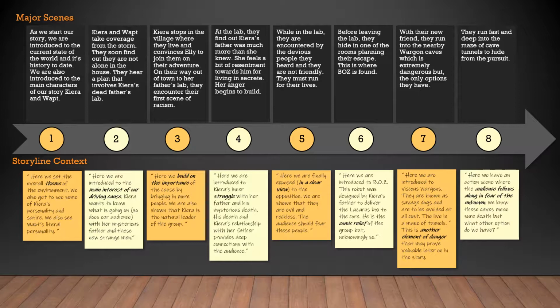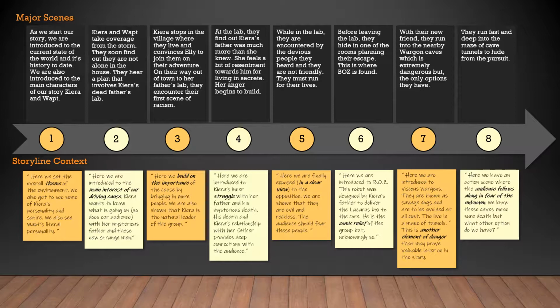In scene 3, as Kiara and Wap leave the building, they stop in the village where they live. The audience is introduced to a new character called Ellie. Kiara convinces Ellie to join them on their adventure, and on their way out of town, they encounter their first scene of racism. Here we build on the importance of the cause by bringing in more people. We are also shown that Kiara is a natural leader of the group.